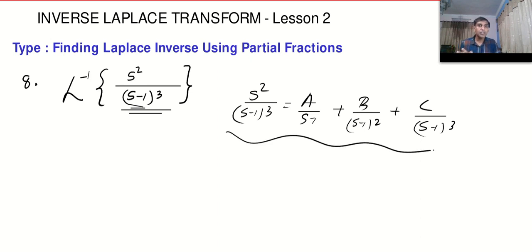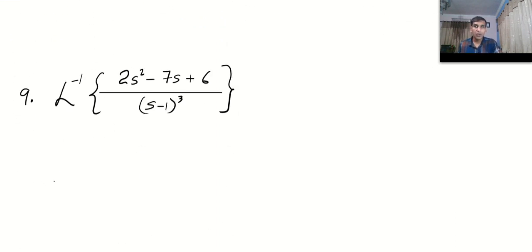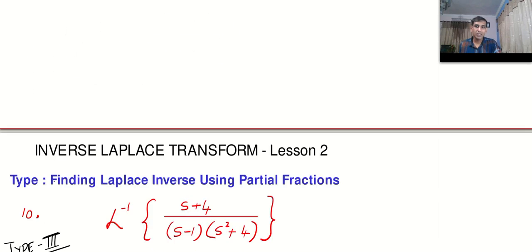And when you solve it, you'll be a little bit disappointed because there is only one good number, that is 1. When you plug in s equal to 1, you'll get one of the unknowns very easily, and for the remaining part you may have to plug in s equal to 0, s equal to 5, equate coefficients, but solve it patiently. Okay, now this one also you can solve, same method.